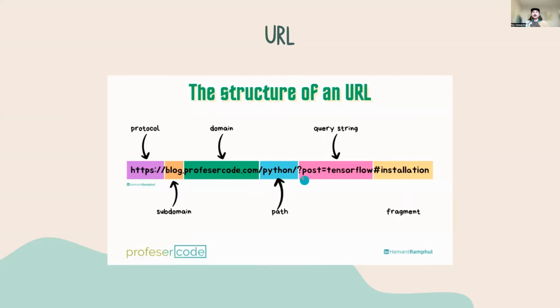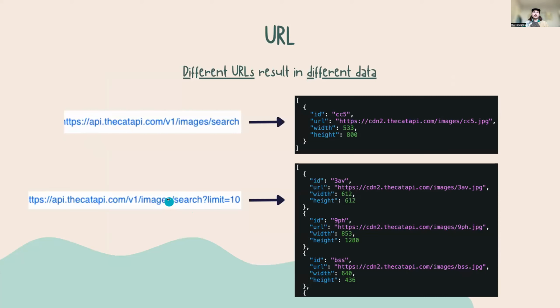The query string definitely will come into play when you're using an API. You'll see a question mark and then a key and then a value. So here we have question mark post equals TensorFlow, which is a library for Python. So this would be the key, and then the value, you can specify some sort of parameter. As you can see here, in our cat API, we have search question mark limit 10. The question mark says I'm about to use a query parameter. The key is limit, and the value that we put in is 10.